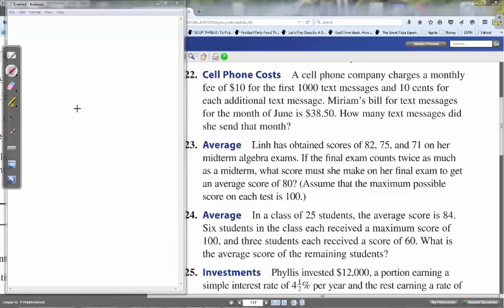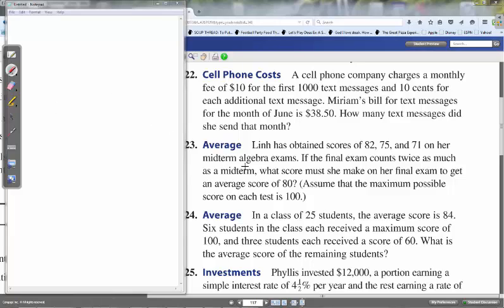Lynn has obtained scores of 82, 75, and 71 on her midterm algebra exams. If the final exam counts twice as much as a midterm, what score must she make on her final exam to get an average score of 80? Assume that the maximum possible score on each test is 100.